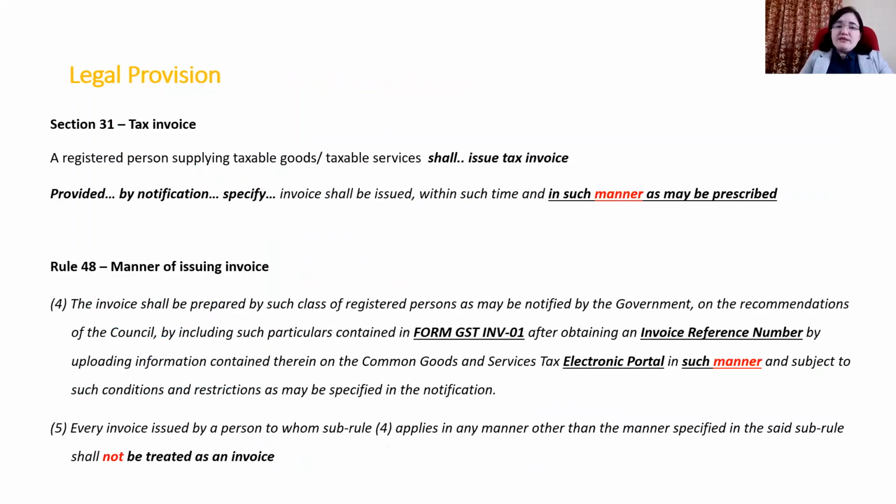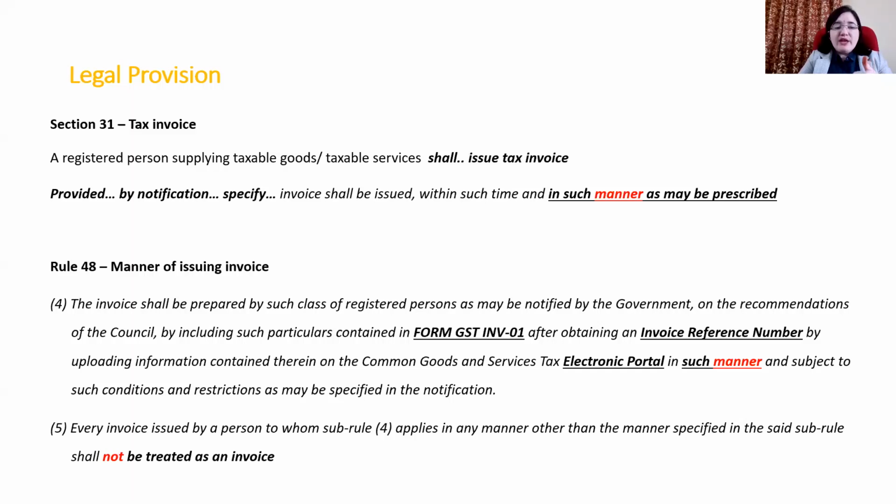Now, once you find that you are covered under e-invoicing, what are the legal provisions and what care should you take once you are covered? So first, the tax invoice. If you refer to section 31, it says that the tax invoice should be issued in the manner prescribed. And the manner is prescribed under Rule 48, which is to be on the electronic portal.